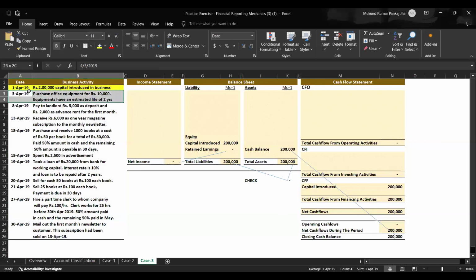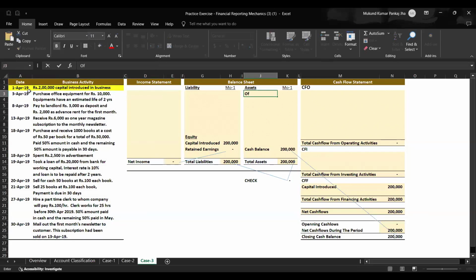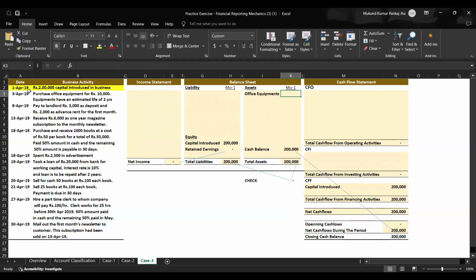Next, purchase office equipment of rupees 10,000. Equipment have an estimated life of 2 years. So what is this office equipments? These are my fixed assets. So office equipments is worth rupees 10,000.